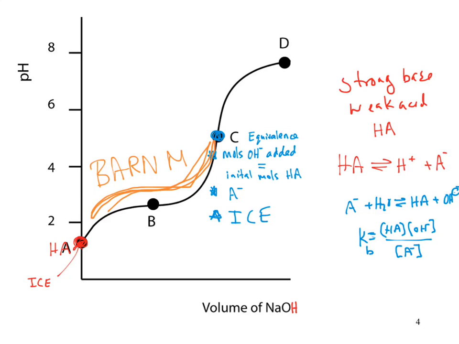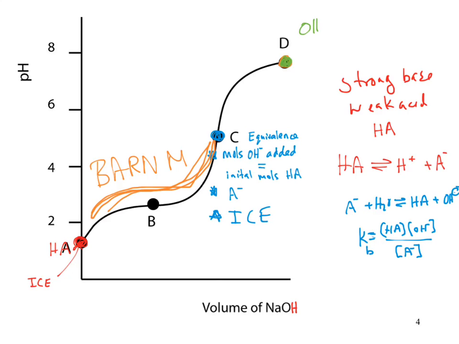Okay. And that's going to continue to prevent A minus from making HA. Okay. Which means our pH is going to continue to go up until eventually we add so much base that A minus can't form any more HA. Okay. Which means the only thing present when we get up to point D would be, I do blue? Let's do green. What would we have at point D?